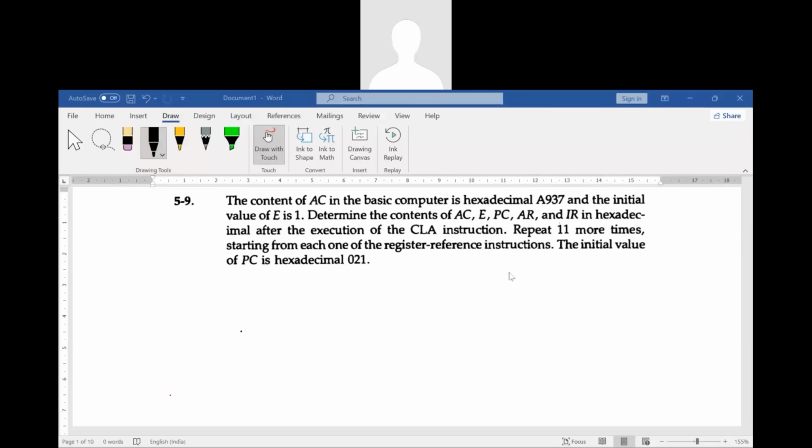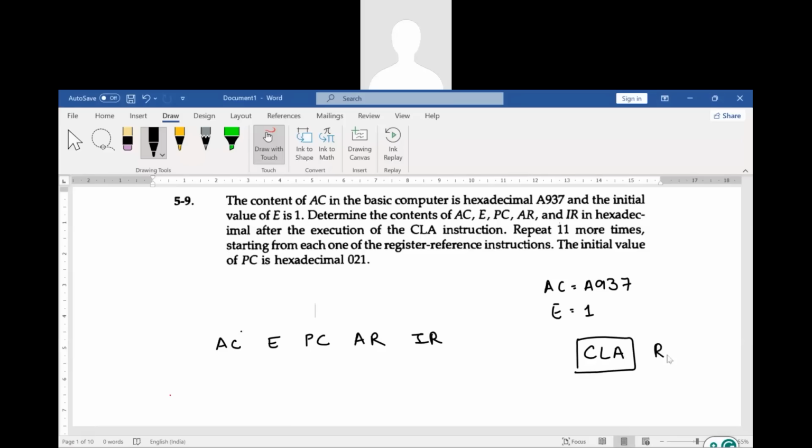Whenever this type of question is given to you, just extract the metadata from it first. In this, what is given to us? The content of AC in the basic computer is this, so let us first write the content of AC. And the initial value of E is 1. E is our extended flip-flop. These two things are given to us. You have to determine the contents of AC, E, PC, AR, and IR in hexadecimal after the execution of the CLA instruction. All of us know that CLA is a register reference instruction.